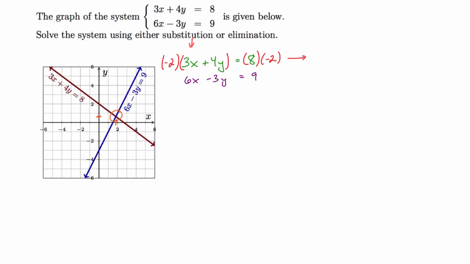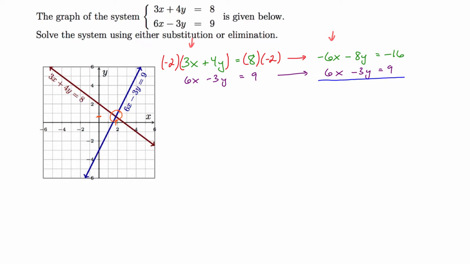In doing so, it will turn that first equation into negative 6x minus 8y equals negative 16. We'll leave the bottom equation untouched, and so it will stay 6x minus 3y equals 9. Before we do the addition step to eliminate one of the variables, we should always verify that they will actually eliminate. 6x and a negative 6x will add to make 0, so we do have the effect that we want.